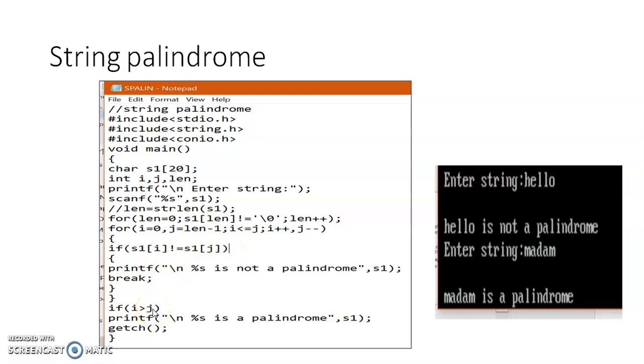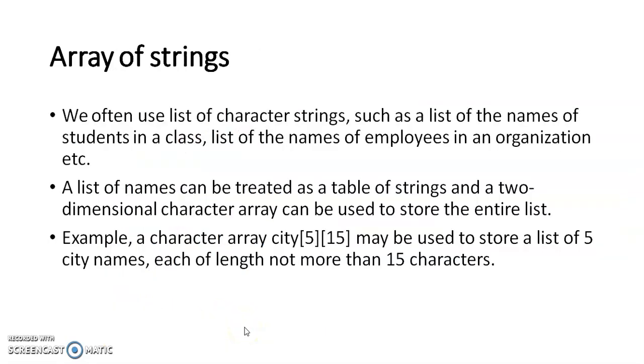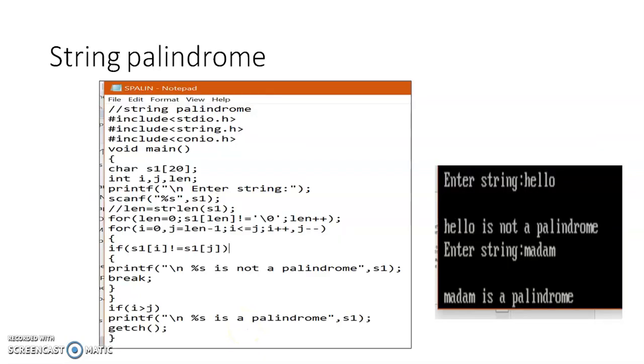So for a palindrome string, i value is greater than j. So finally we are displaying that the string is a palindrome string. This is how the string palindrome works.